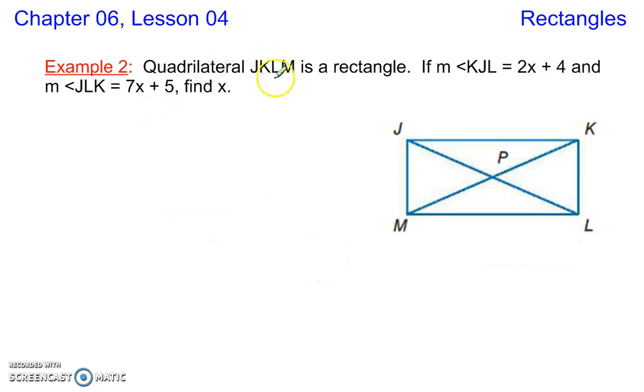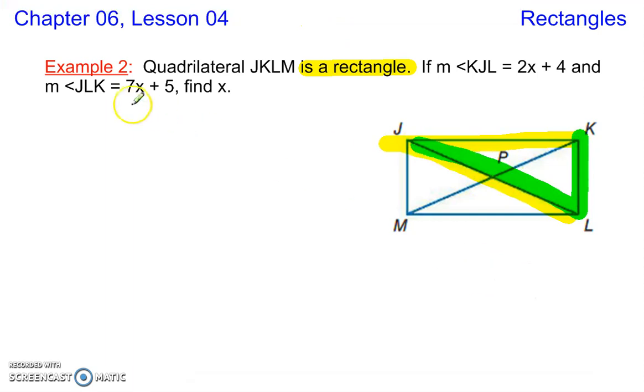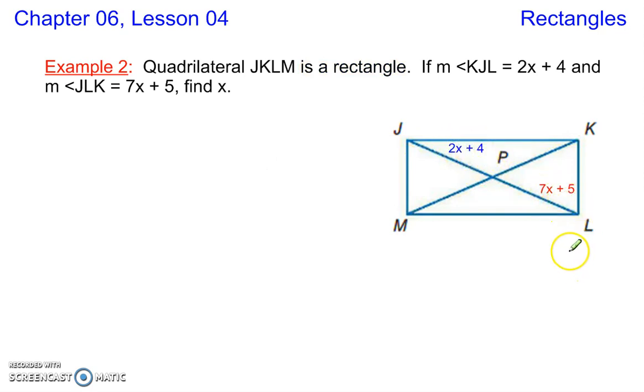All right, quadrilateral JKLM is a rectangle. If angle KJL, that's this angle, is 2x plus 4, and angle JLK, that's this angle here, is 7x plus 5, find x. So it helps to label the picture. So if you're working on this, draw a picture, label it. So we'll put in the 2x plus 4 right here and 7x plus 5 there.